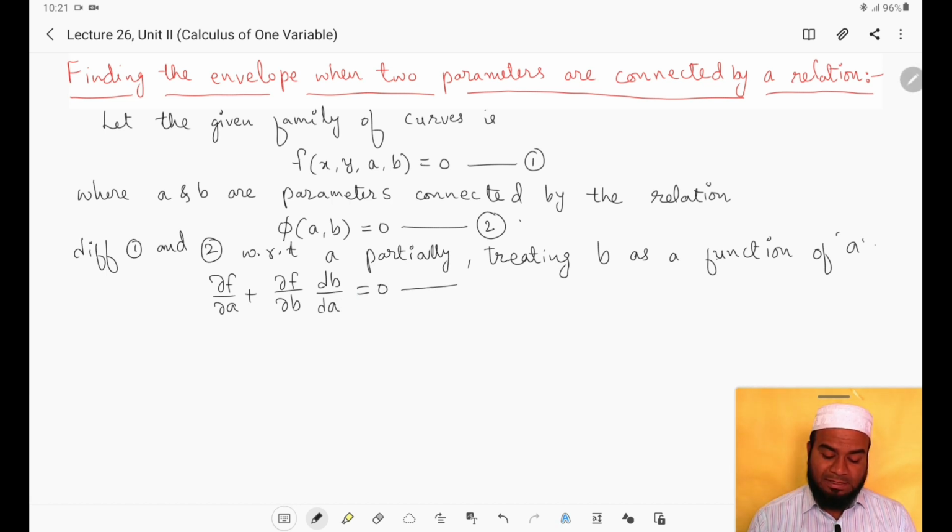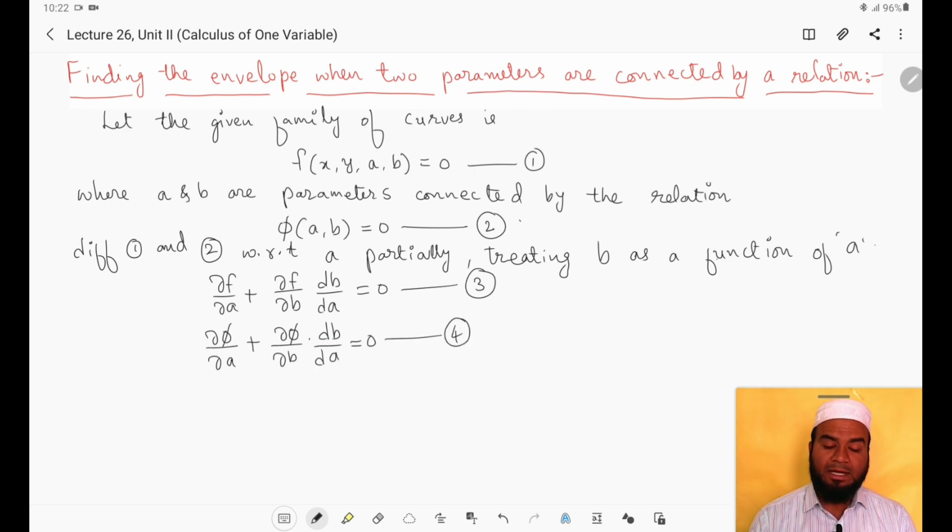Now consider this as equation 3. So we have differentiated 1 partially with respect to a, treating b as a function of a. Now we are going to differentiate 2 partially with respect to a, and b will be treated as a function of a. So what we will get, the same thing, dou phi by dou a plus dou phi by dou b, db by da equals to 0. Consider this as equation 4.